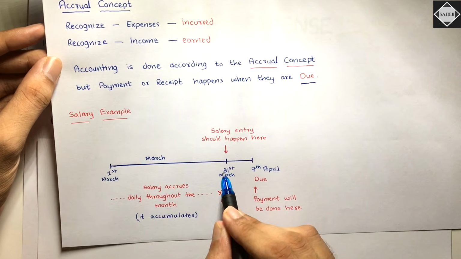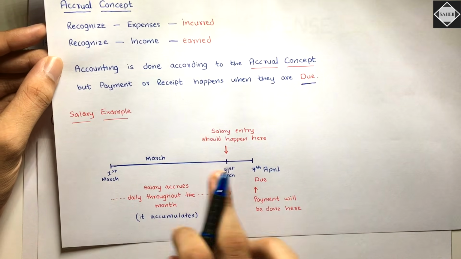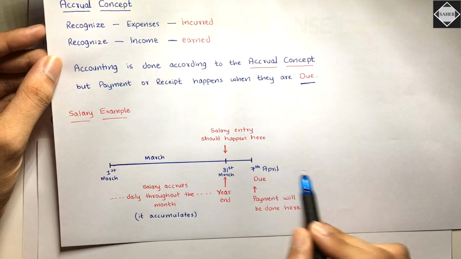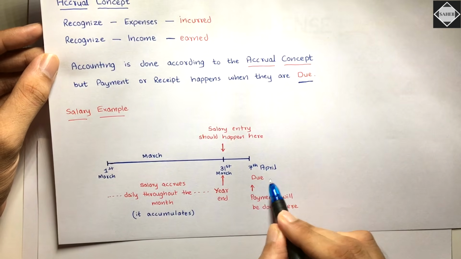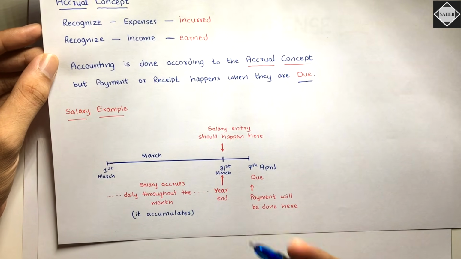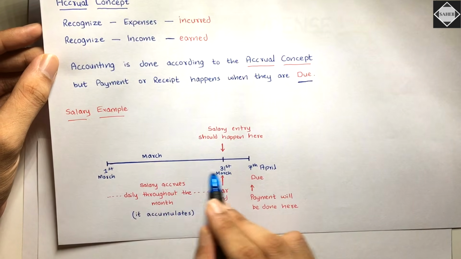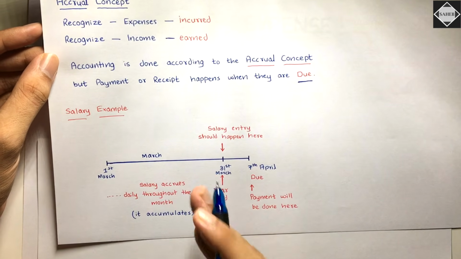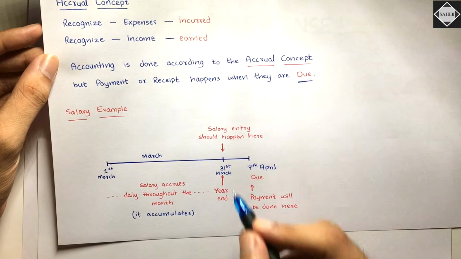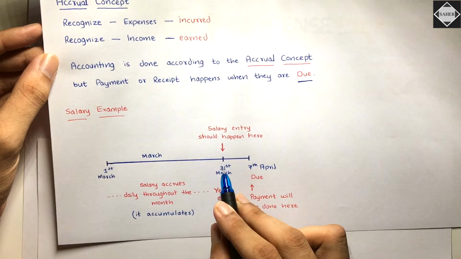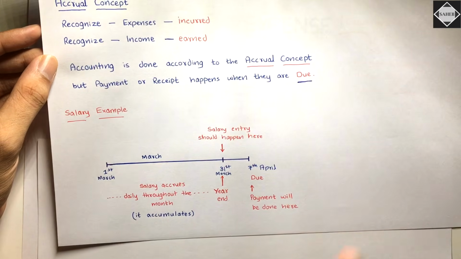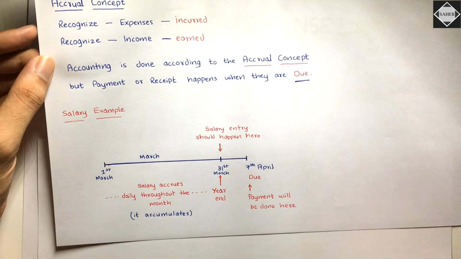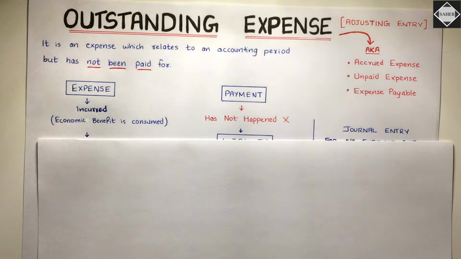Salary of a particular month is mostly paid in the next month. Salary of March will be paid in the month of April, maybe on the 7th or 5th of April, like that. So this will be called the due date. And as per the accrual concept, the salary has been generated day by day as the employee provides the service, isn't it? So the salary entry should happen at the end of the month, showing that the salary has become outstanding. So that will be the outstanding expense entry, right? We'll discuss all this in the example, don't worry, but this is the basic idea about accrue and due, right? So this was the previous video.